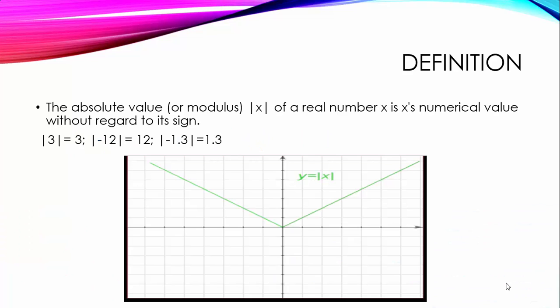Absolute value. The absolute value or modulus, mod x, of a real number x is x's numerical value without regard to its sign. For example, mod 3 is equal to 3, mod minus 12 is equal to 12, mod minus 1.3 is equal to 1.3. You can see the graph of y is equal to mod x.